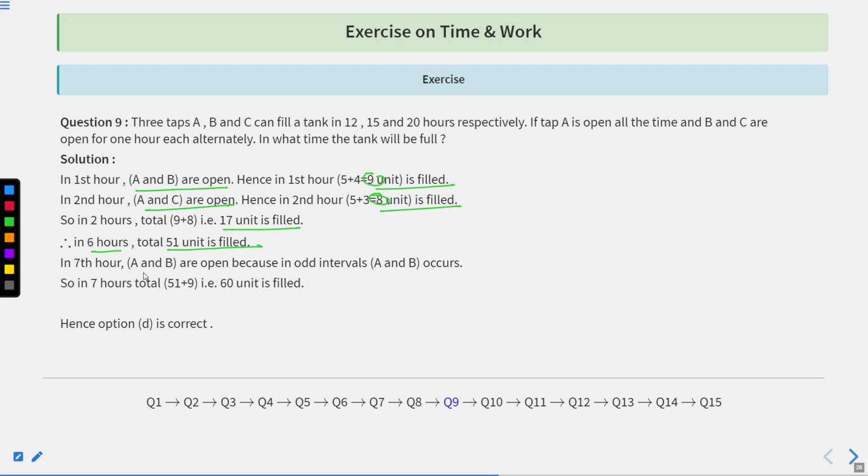So in the 7th hour, A and B are going to come and they will fill, because in the odd intervals A and B are open. So in the 7th hour, 51 plus 9, that is 60 units, is filled. So the tank is filled now. And the correct option here is option D, that is 7 hours.